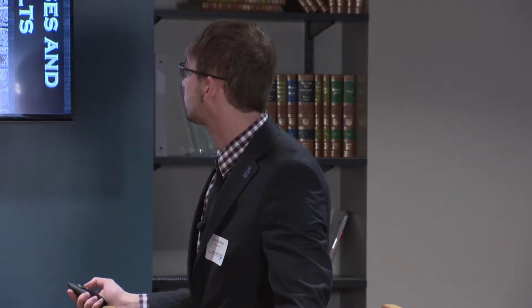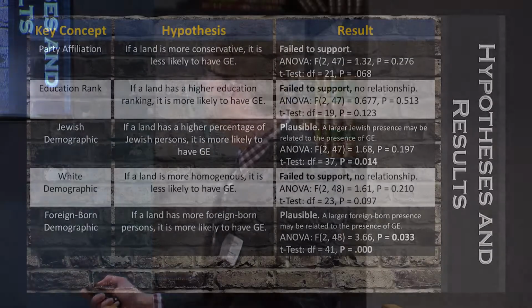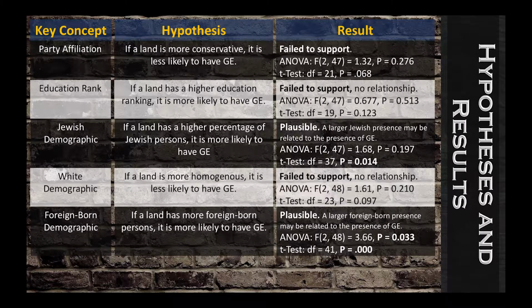So here, looking at this again, party affiliation actually failed to support the presence and absence of genocide education, and it failed to support these different statuses, which I found actually pretty surprising. Education rank also failed to support, so neither of these seem to have an apparent relationship with if genocide education is present or absent.